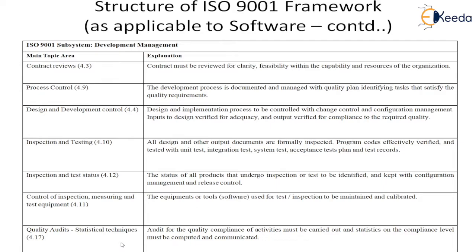And then lastly, the quality audits and the statistical techniques that have to be used. Those also need to be well documented, and the quality audit has to be carried out, and the record of the quality audit has to be there. The compliance level has to be computed and also communicated to the stakeholders, to the particular practitioners who are doing it, so that any non-conformance found at the time of audit can be rectified subsequently.